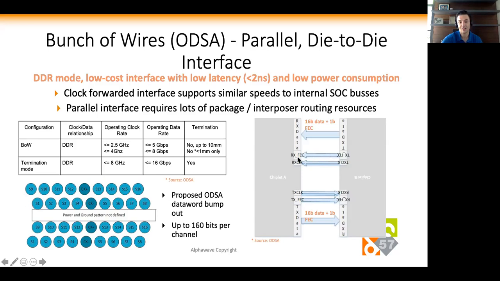And so, as you see in this example, channels can also be tiled. So if higher I/O density is required, multiple channels can be instantiated to create terabit per second interfaces.